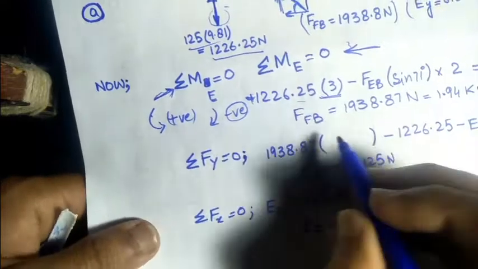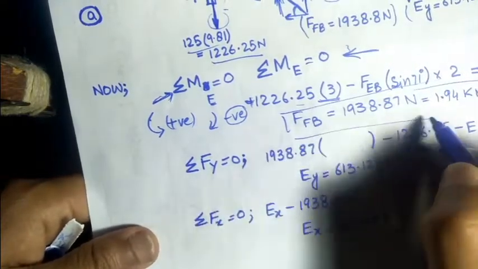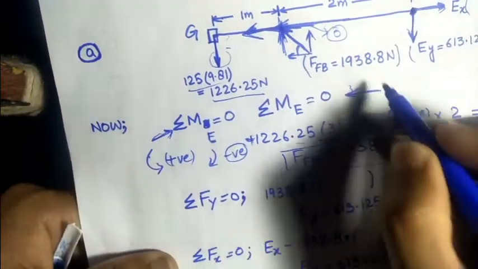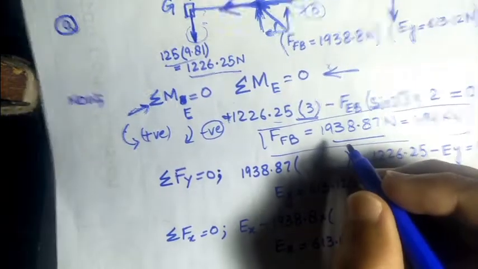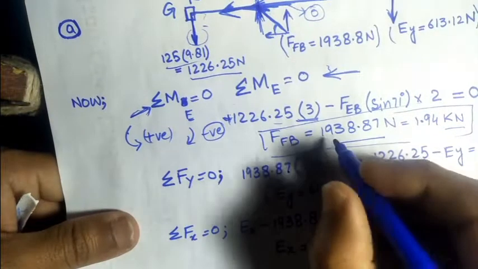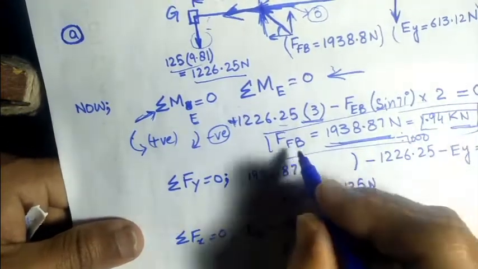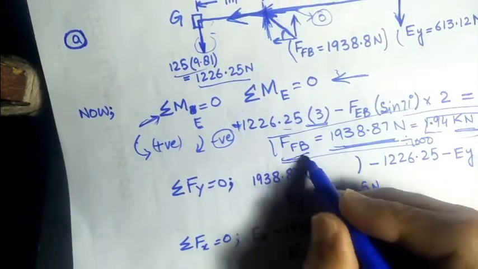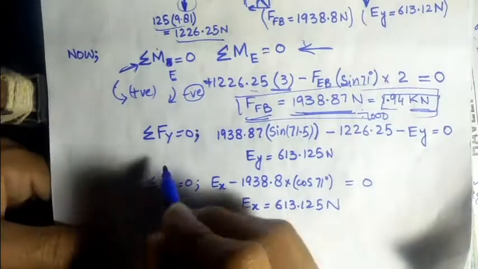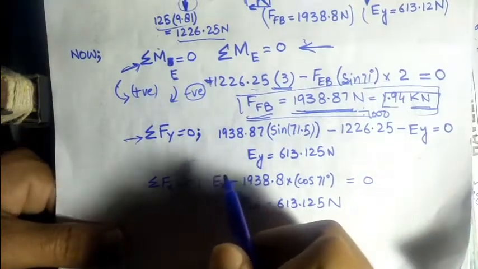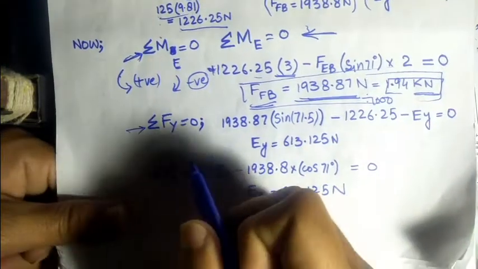By putting these values, we can easily calculate the force in the FB member. It comes out in Newtons, and to convert it into kilonewtons I divide it by 1000. So we easily calculate the FB force. Now, after this, for the second equation of equilibrium, we take all the vertical forces: the summation of all vertical forces should be equal to 0.